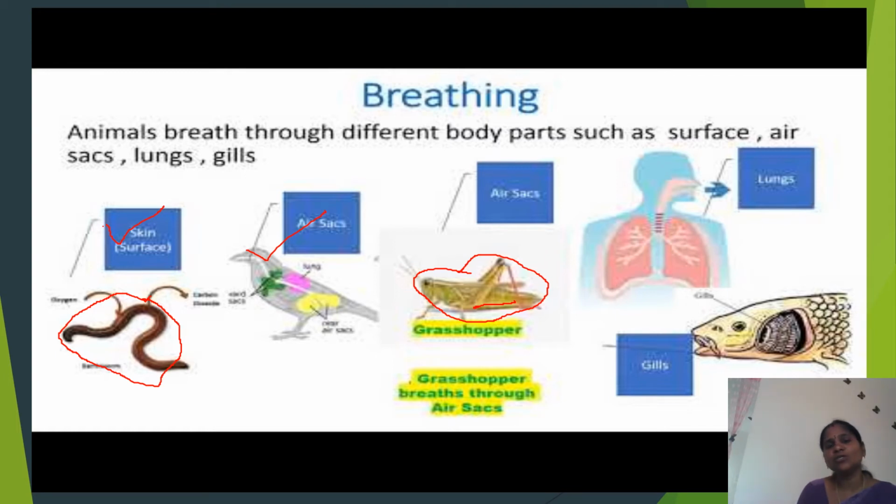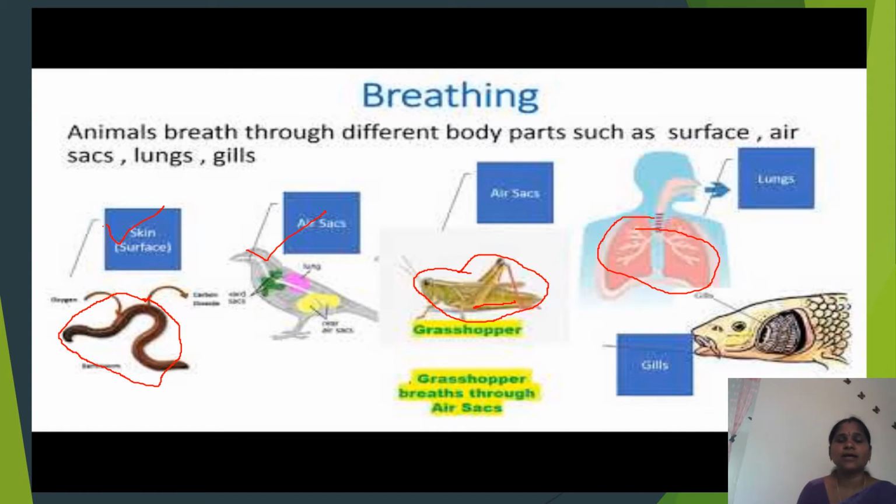And what about humans? How are we breathing? Through our nose and lungs. So we are taking air through the nose, it will enter into the lungs. The lungs will take only that oxygen. So the remaining carbon dioxide again we will exhale. We are exhaling that carbon dioxide. So what is our breathing organ? Lungs. The humans will breathe through the lungs.